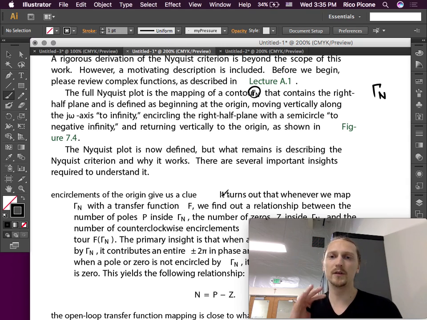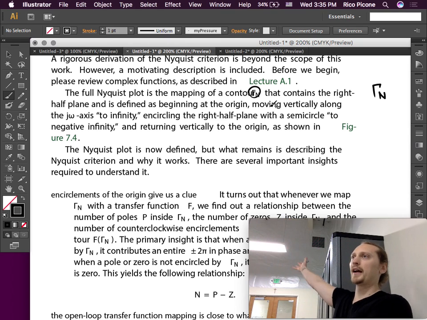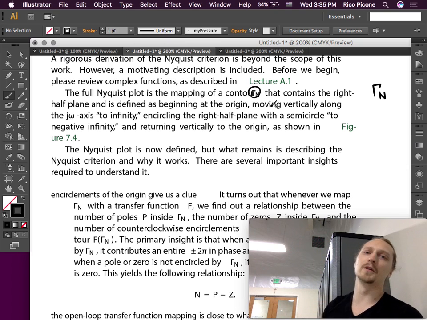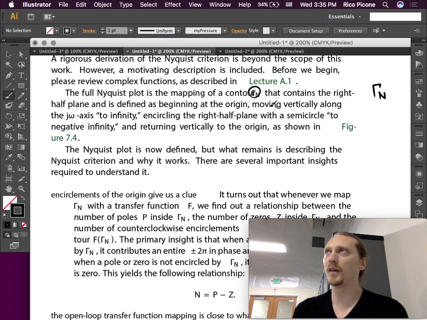But let's not lose sight of the big picture here, and that is the Nyquist plot, the full Nyquist plot, is the mapping of this contour, which contains the entire right half plane inside of it, and is defined as beginning at the origin and going around the semicircle. So we need to do this mapping, and the implications of that are important.